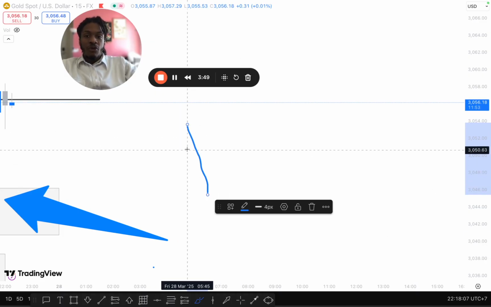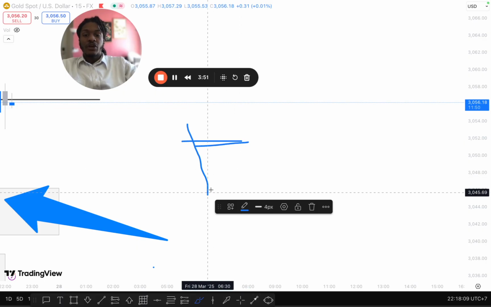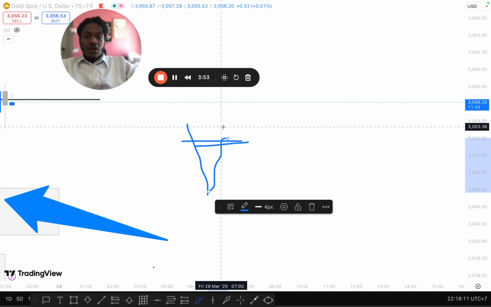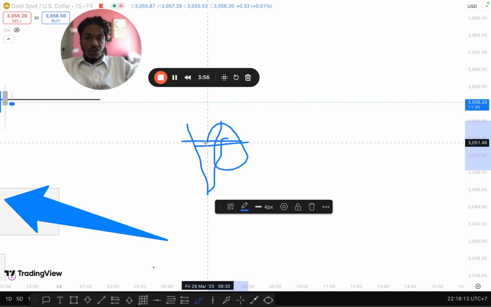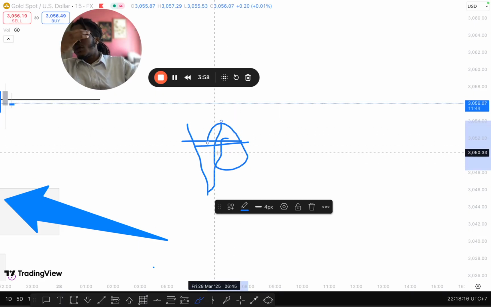And that's going to reveal all these gaps they left behind that they're going to go and fill in when they retrace. Your job is to enter on these retracements, and I say it every video. The reason I do it every video is so you can actually learn it in repetition.